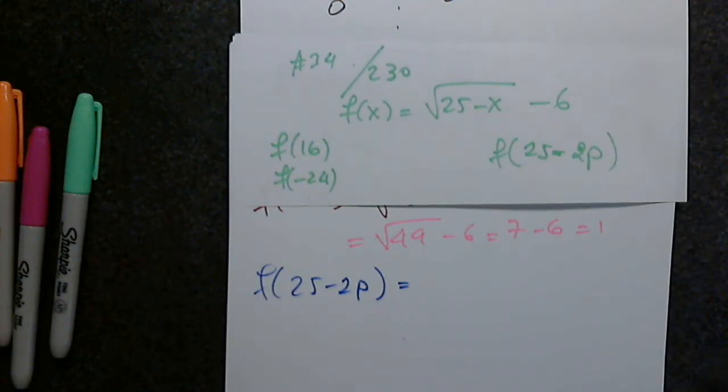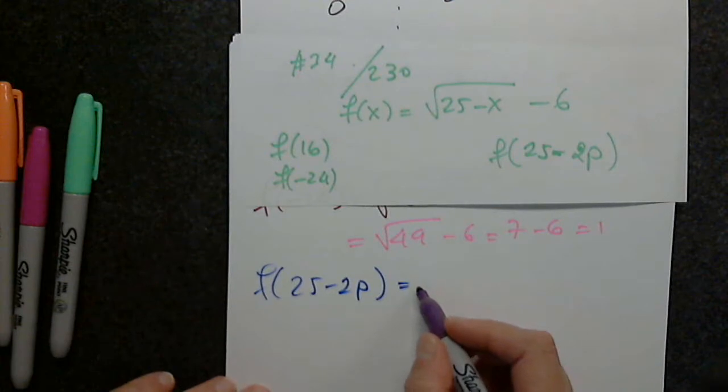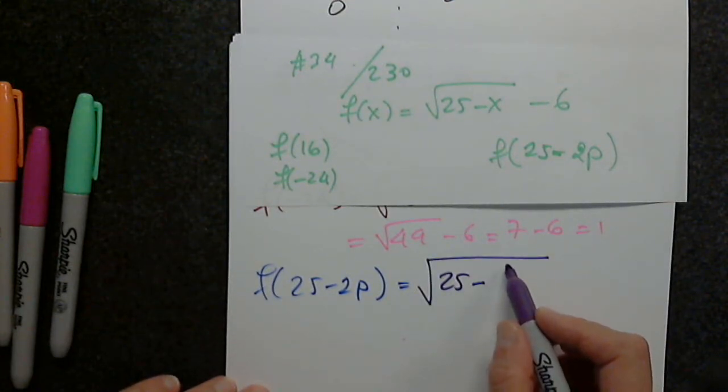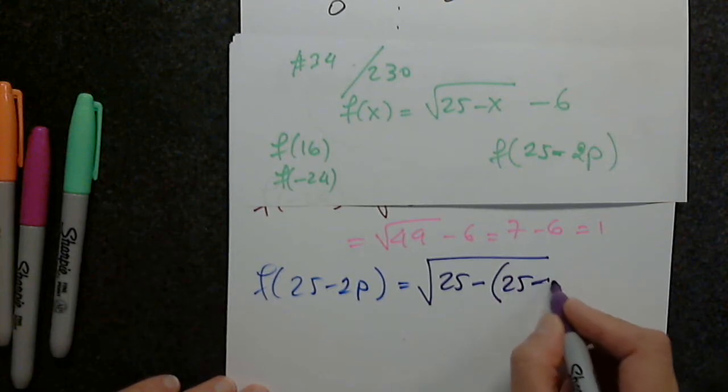Please dictate, but this time I would like to see a parenthesis in there, and then we'll talk about how to continue. So, the square root of 25 minus negative 1 parentheses 25 minus 2p.